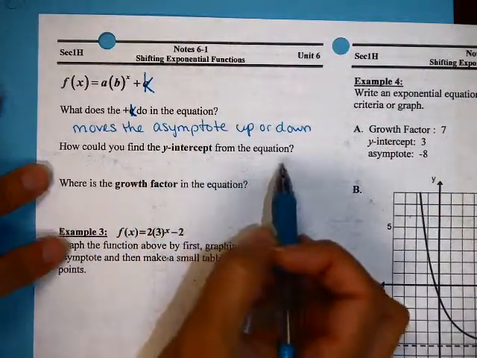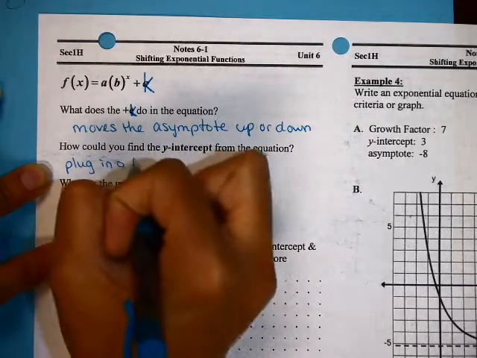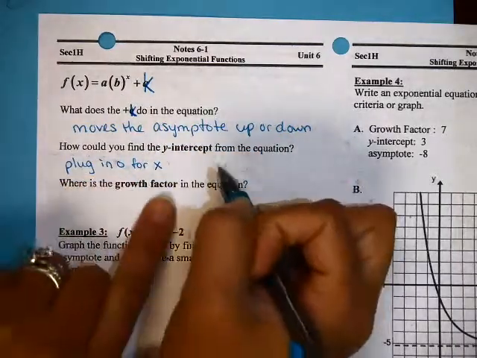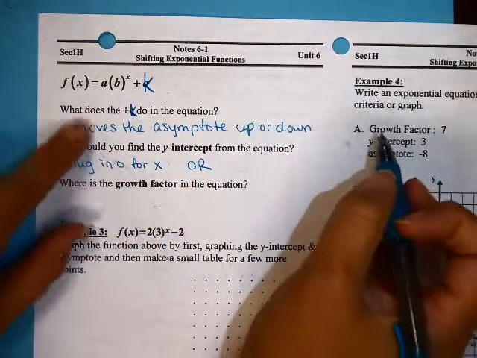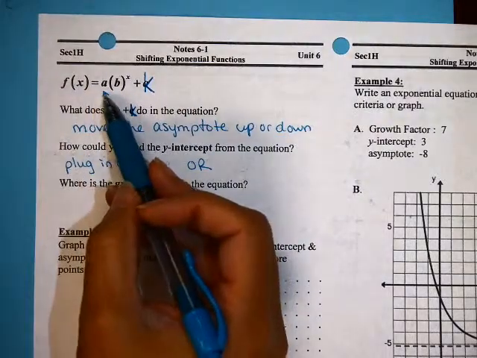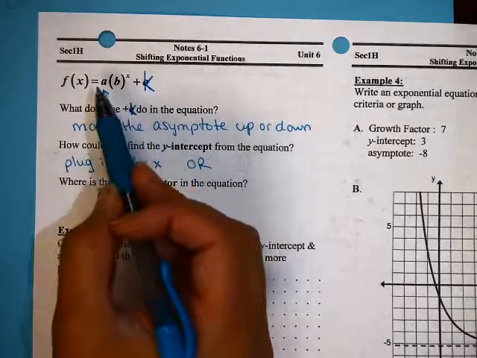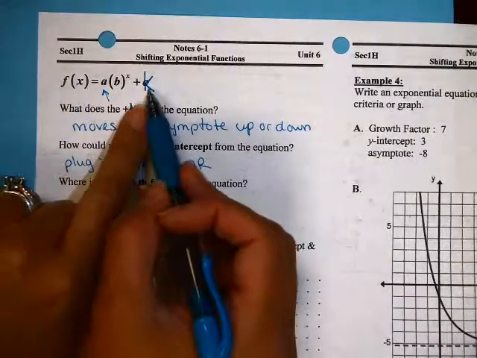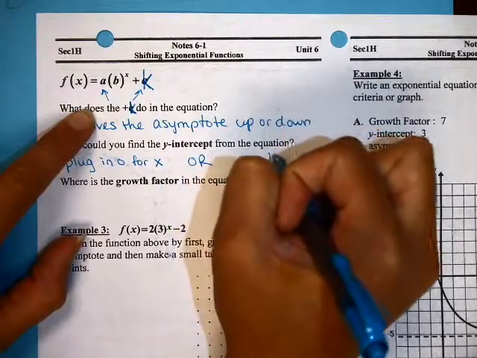How can you find the y-intercept? Well, the one way that works for any equation is to plug in 0 for x, but then we're also looking for a shortcut way. So our shortcut way is to take the a, that's usually the y-intercept. So now you know why I didn't put that this is the y-intercept on the poster on the wall, because it's usually our starting amount, but not when there's a +k. So we can put that it's a plus k.